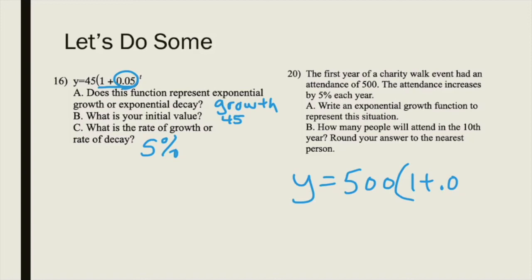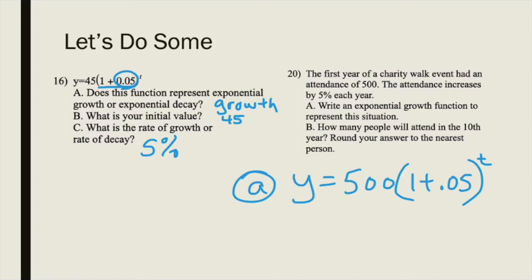Is it 0.05 or just 0.5? 0.5 is 50%. 0.05 is 5%. You're right. And to the t. We don't know what t is at this point for letter A. We're done with letter A.